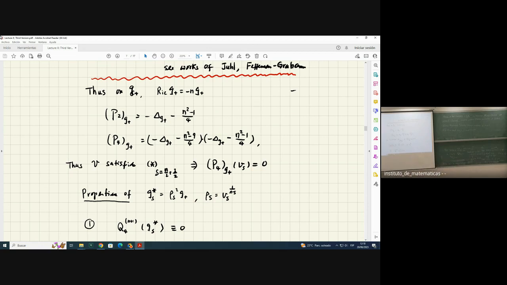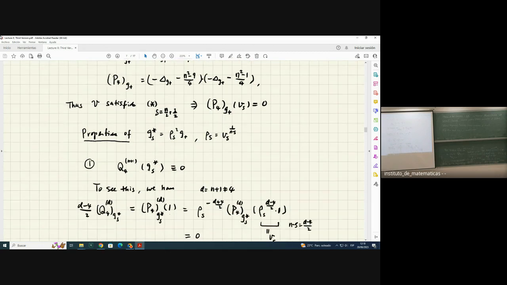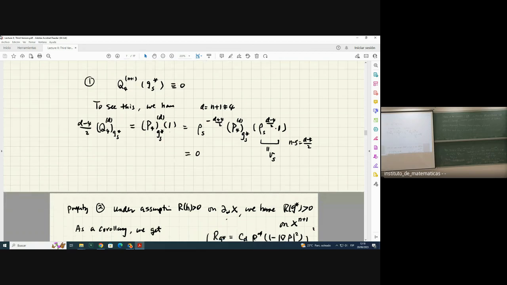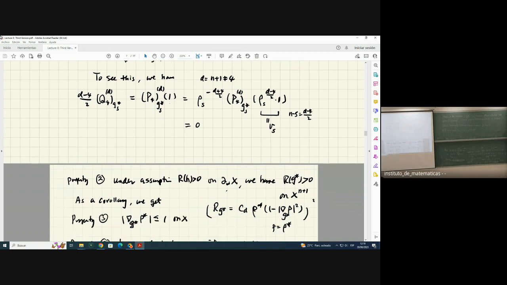And using that fact, let me list some properties of this adapted metric. The first important property is that its Q4 curvature, the d-dimensional curvature, is identically 0. And this is a direct consequence of the conformal transformation rule, the conformal covariant property, and notice the index n minus s happens to be d minus 4 over 2, where d is n plus 1. Okay, so this is just algebra, and I use the conformal transformation rule.